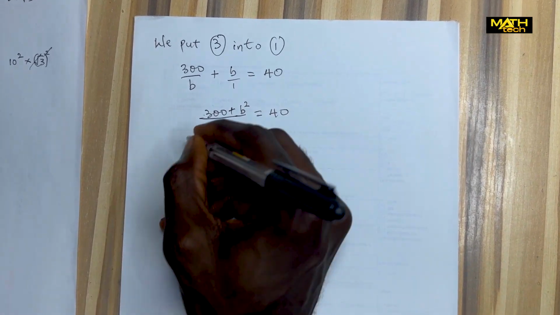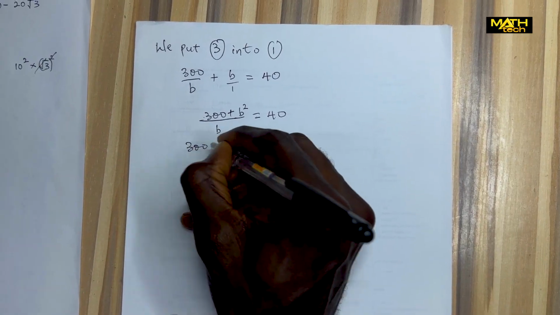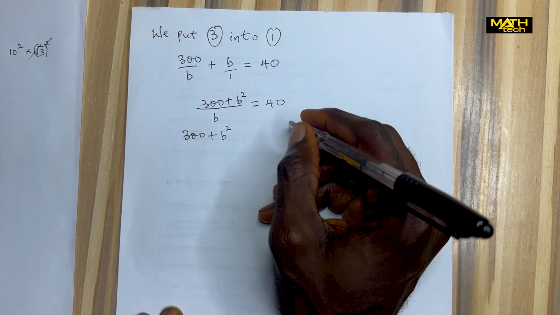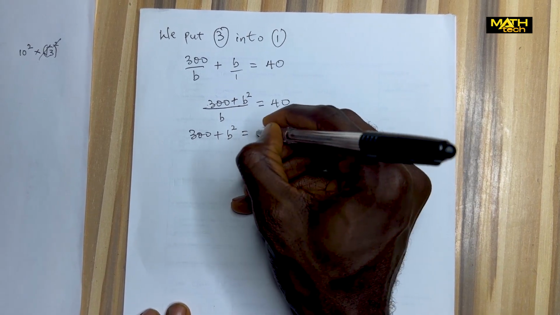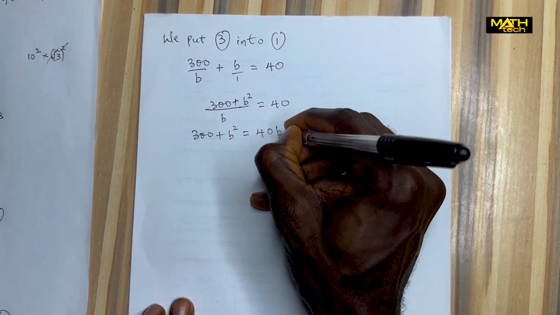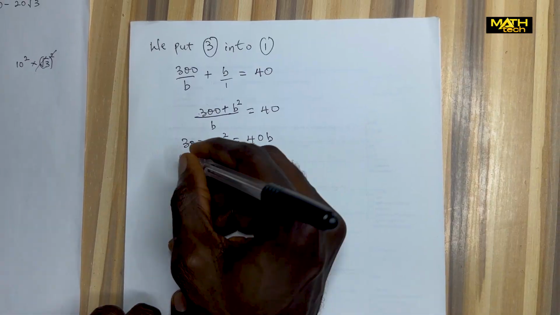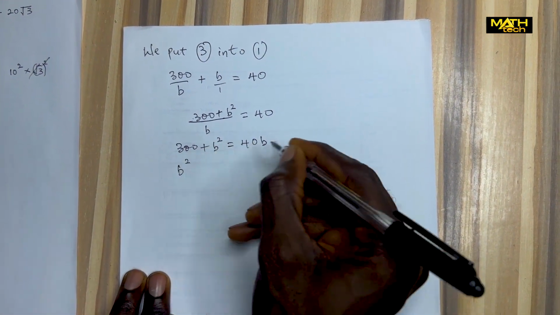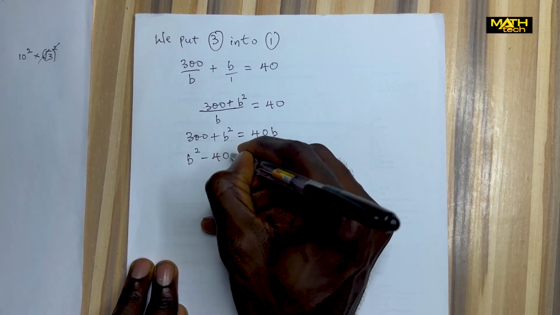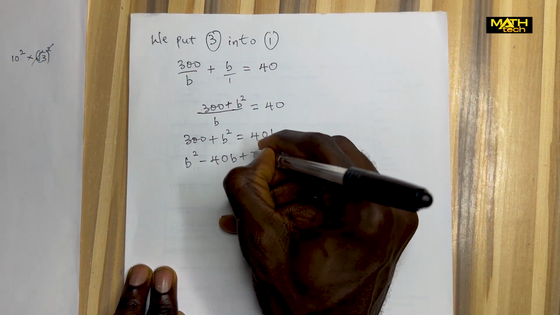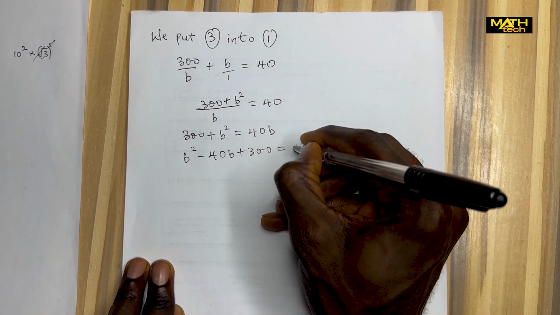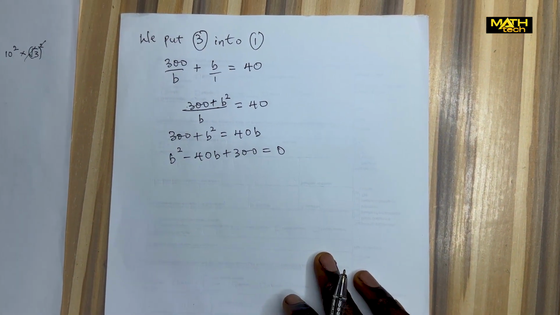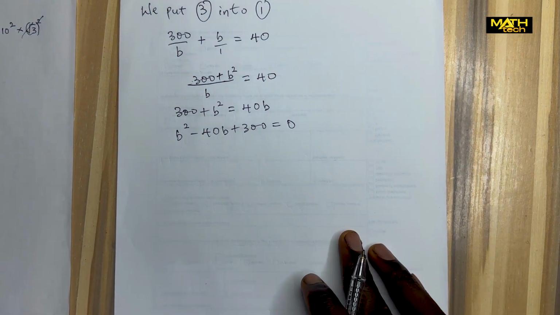So when we cross multiply, we'll see that we have 300 plus B square equal to 40B. So this can come over, and rearranging this expression, we'll have B square minus 40B plus 300 equal to what? 0. And this has led us to a quadratic equation.